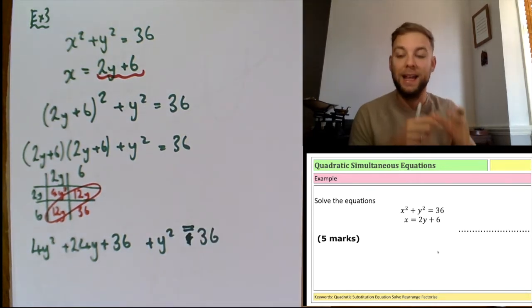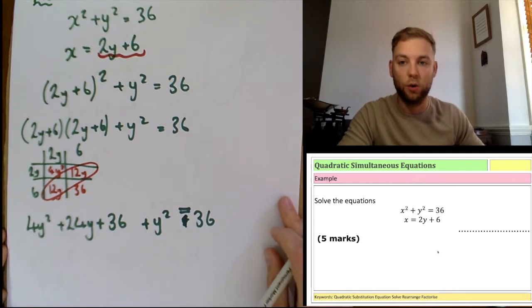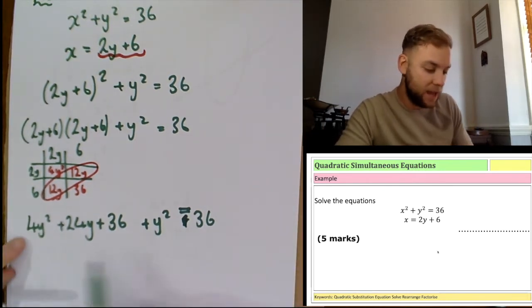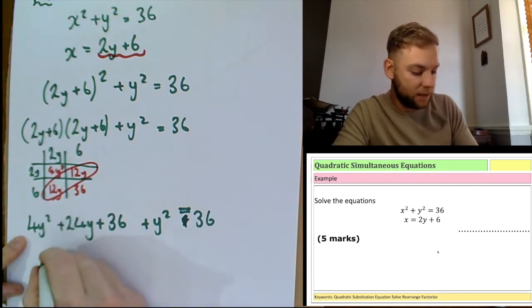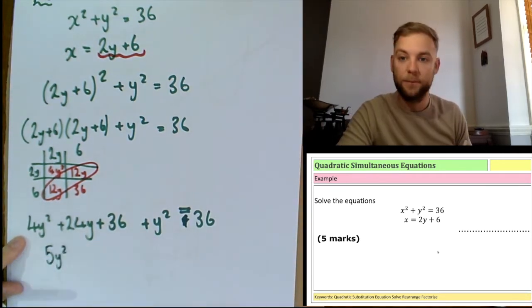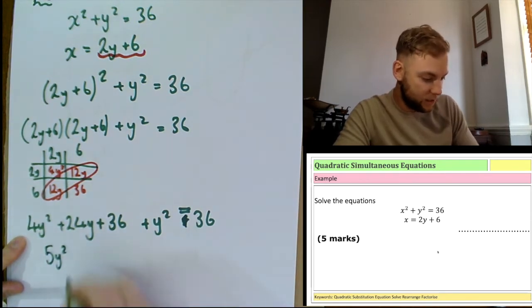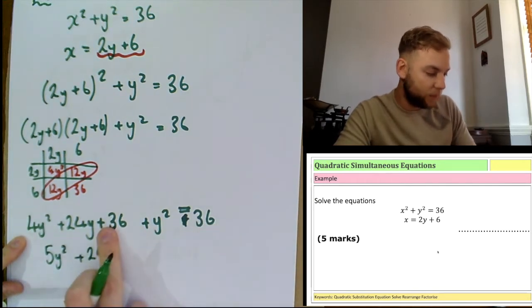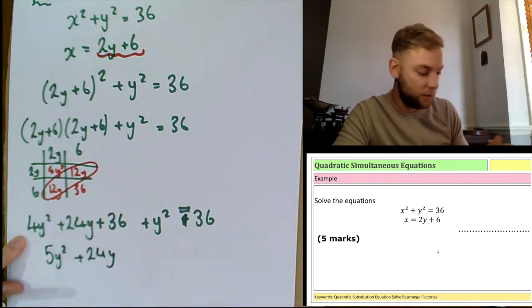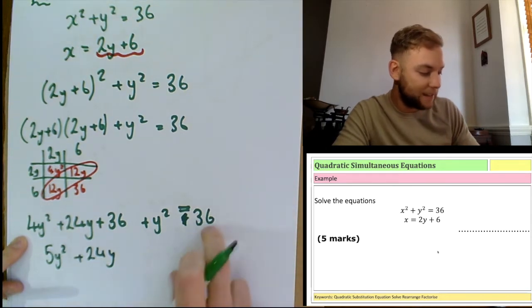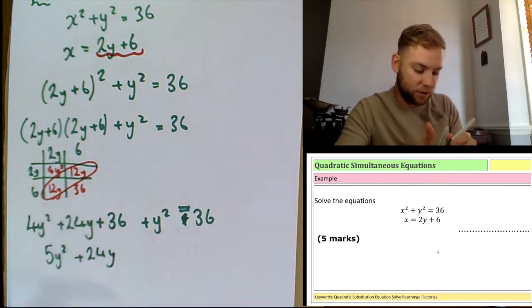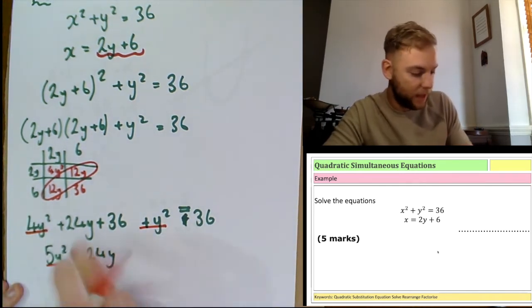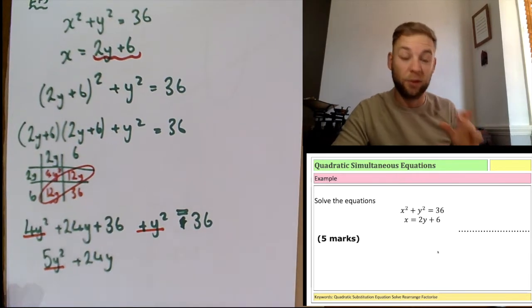I've expanded the bracket. Now what I need to do is make sure that I'm making it equal to 0 and simplifying it. So here, 4y squared plus y squared is equal to 5y squared. The 24y is fine, so plus 24y. Now notice you've got 36 on both sides. We want to make this equal to 0. I've simplified these first of all. You can just see that: I've got a y, but there's no other y, so I've just got that y there.